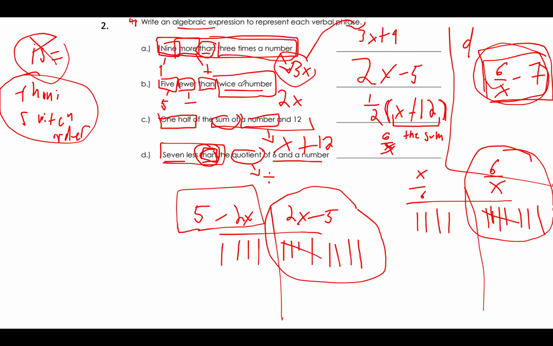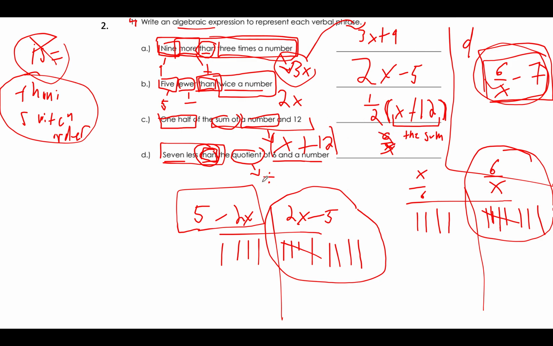Next, we have 5 fewer than twice a number. Twice a number we write as 2x. We have fewer, so that's the subtract sign, and the word than again. That means that we're going to put 2x first, and we're taking 5 away from that. For part C, we have 1/2 of the sum of a number and 12. The sum of a number and 12 means we have x plus 12. We're going to be taking half of the sum of that. So we're going to put x plus 12 in parentheses and take half of x plus 12.